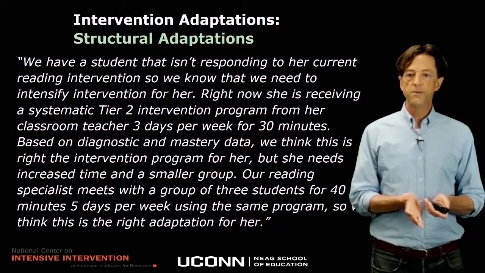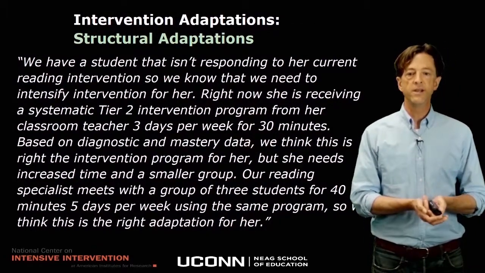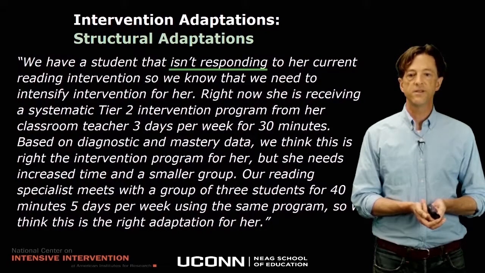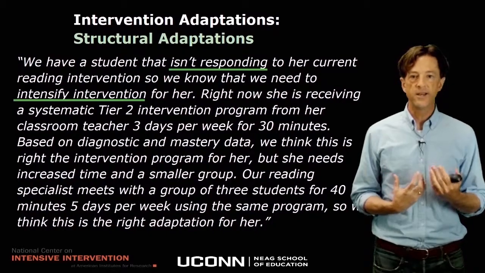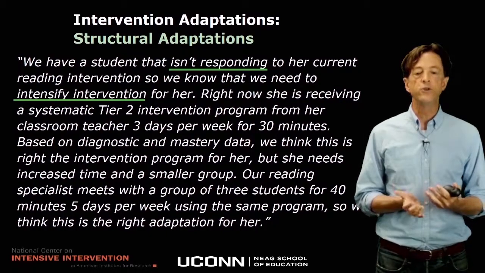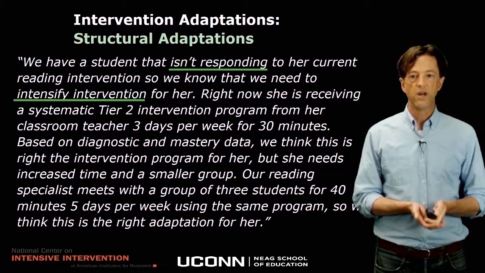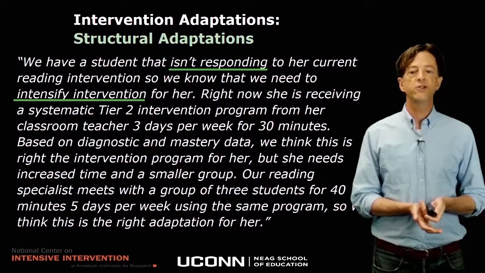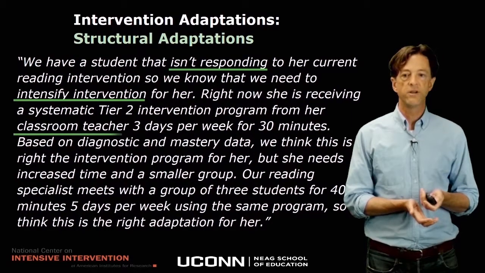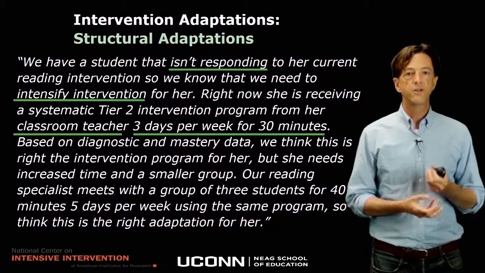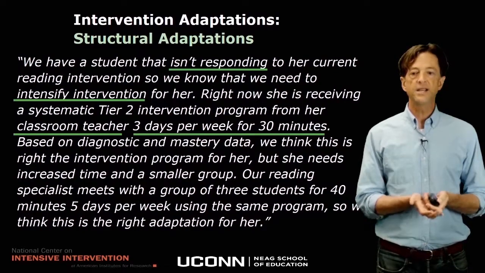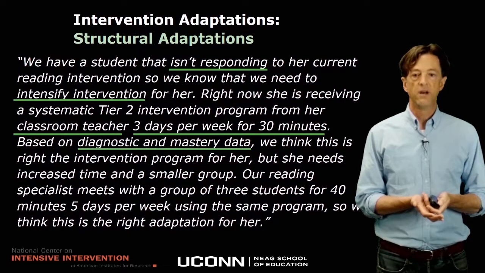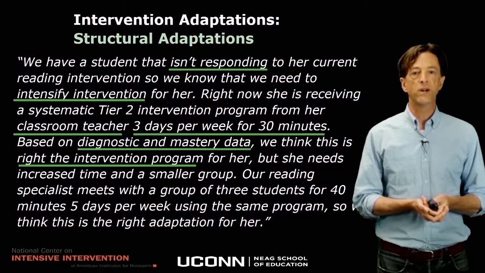This teacher says, we have a student that isn't responding to her current reading intervention, so we know we need to intensify intervention for her. So again, starting off from the same place, using data to understand that we need to do something to intensify intervention. Right now, she is receiving a systematic Tier 2 intervention program from her classroom teacher, 3 days per week for 30 minutes. So it's the same kind of setup as the other example. Based on diagnostic and mastery data, we think this is the right intervention program for her.